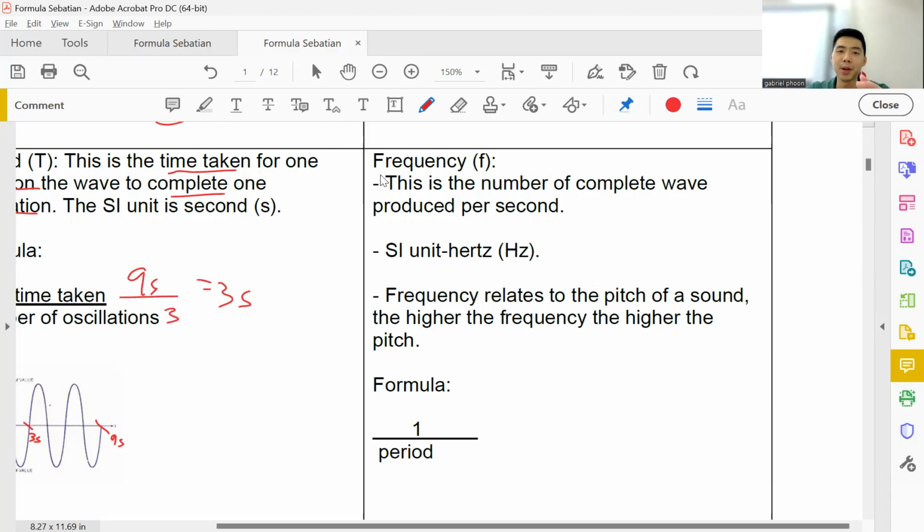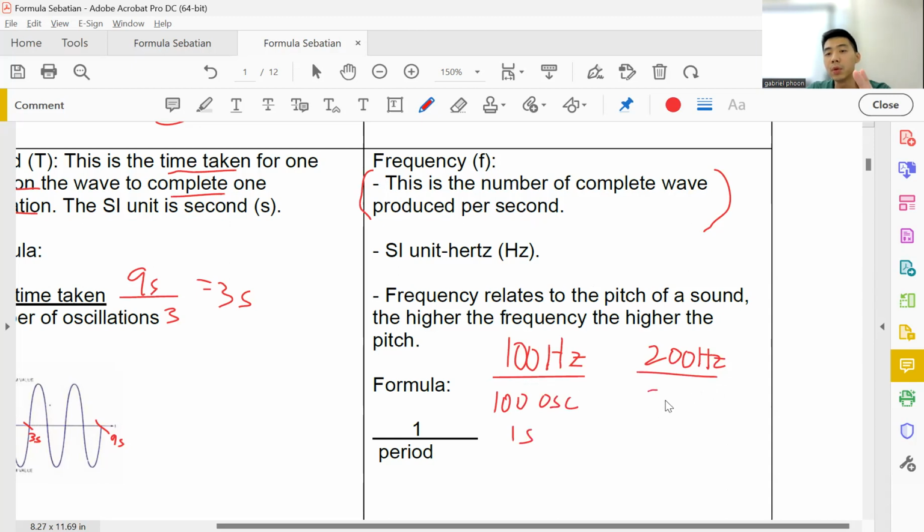Okay, by definition, guys, pay attention to this. You need to understand this. Frequency is the number of complete waves per second. What do I mean by that? Let's say, for example, I have one wave that has 100 hertz versus another wave that has 200 hertz. The difference is that this wave will complete 100 oscillations in 1 second, whereas this wave here will complete 200 oscillations in 1 second. Okay, so it is the number of complete waves produced per second. This is what frequency is.